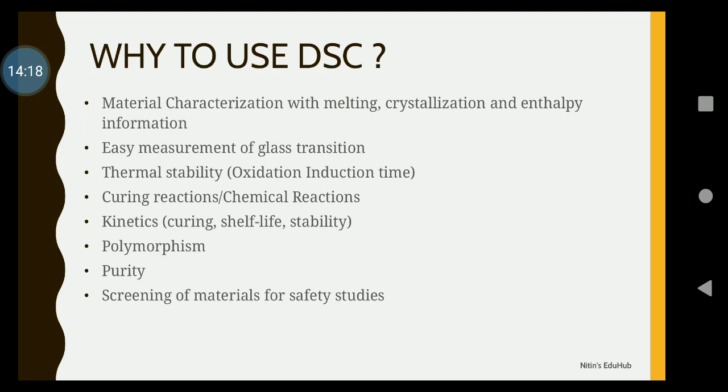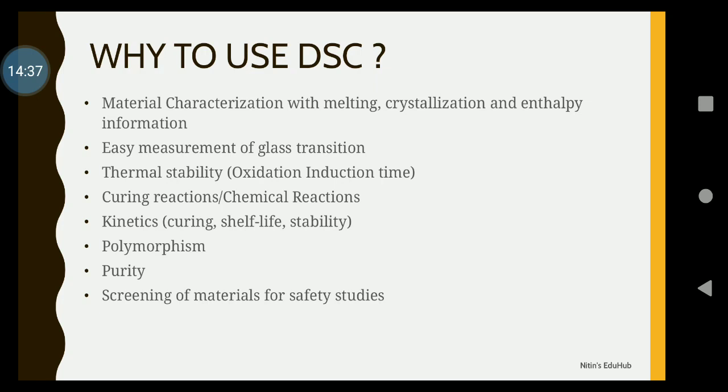Why is there a need to use DSC? हमको DSC की ज़रूरत क्या है, क्यों हमको DSC करना है? तो DSC इसलिए हमको करना है कि मटेरियल को अगर कैरेक्टराइज करना है स्पेशली इन द फॉर्म ऑफ मेल्टिंग पॉइंट या क्रिस्टलाइजेशन और एंथैल्पी, तो DSC से अच्छी प्रोसीजर और हो ही नहीं सकती.